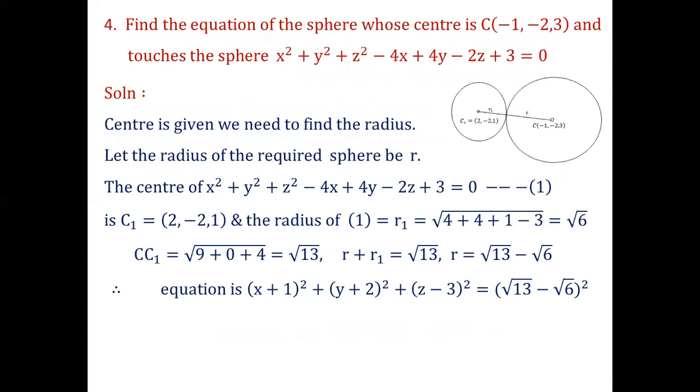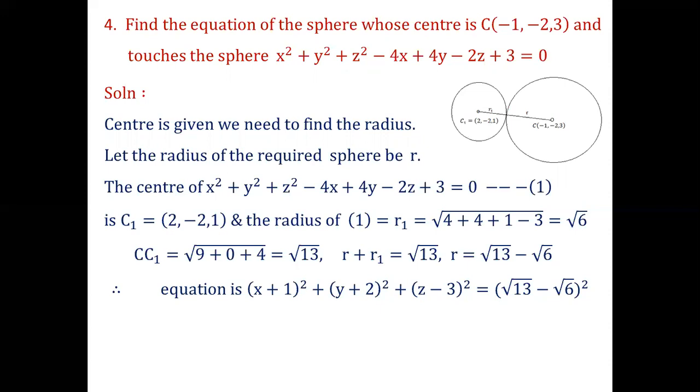Fourth problem, find the equation of a sphere whose center is C (-1, -2, 3) and touches the sphere x square plus y square plus z square minus 4x plus 4y minus 2z plus 3 equal to 0. A rough figure I have drawn, you can see that two spheres are there. R1 is the radius of the required sphere and C1 is the center of the required sphere.